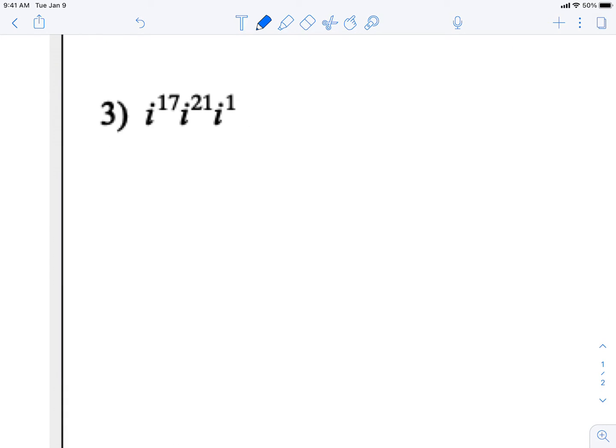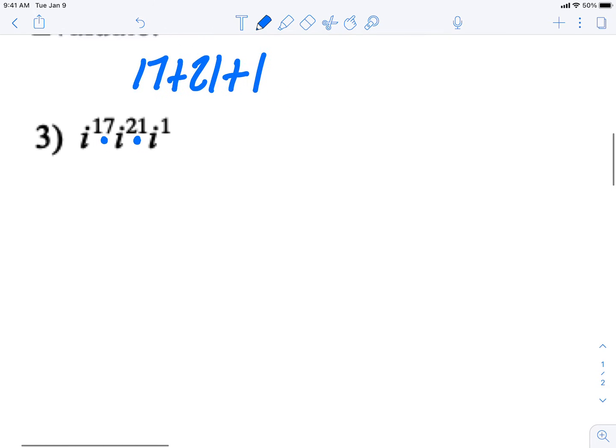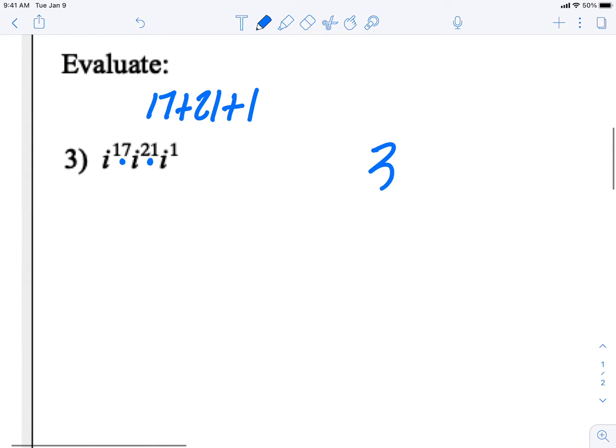Okay. So, again, we know that all these i's are multiplying here. Just like that. So when I'm multiplying the i's, that means that I can add the exponents. So 17 plus 21 plus 1. So 17 plus 21 is 38. And plus 1 is 39. So 39 is the number that I'm going to divide by 4.